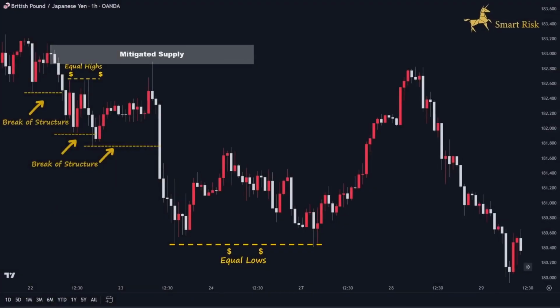Here, we have the 1-hour pound-yen chart as displayed on the screen. As you can see, the price's general direction is bearish, and it has formed a series of downward breaking structures. Price has cleared the liquidity above these equal highs.